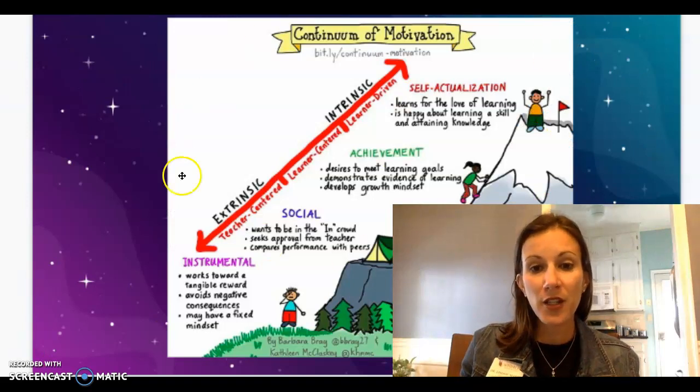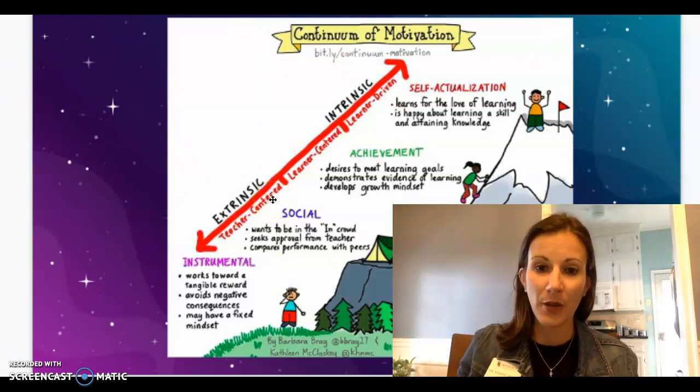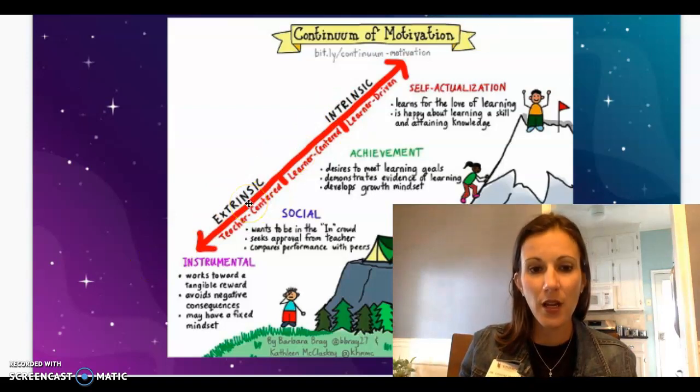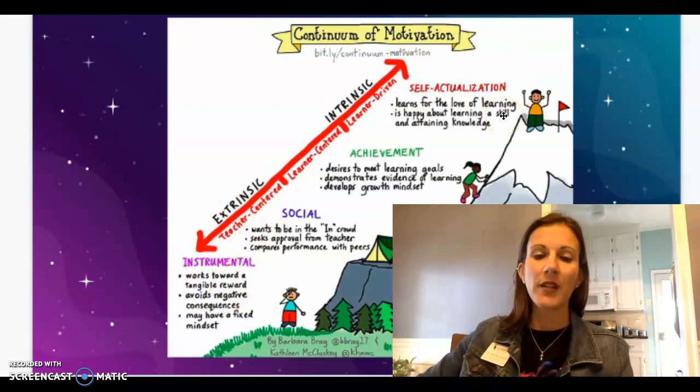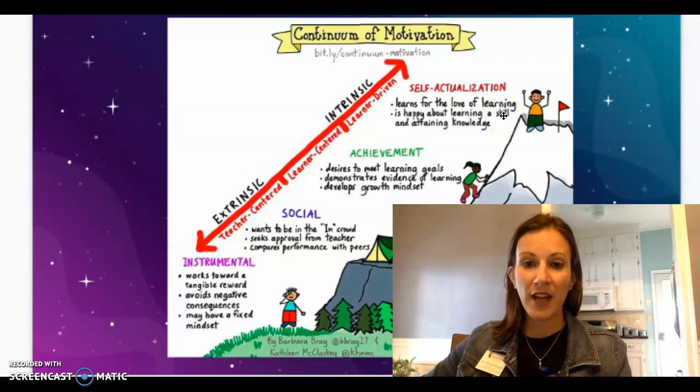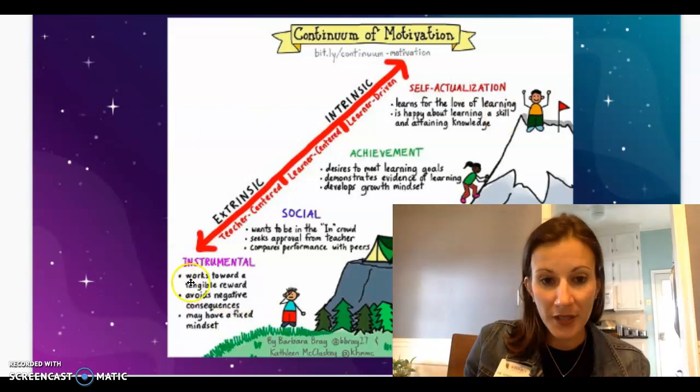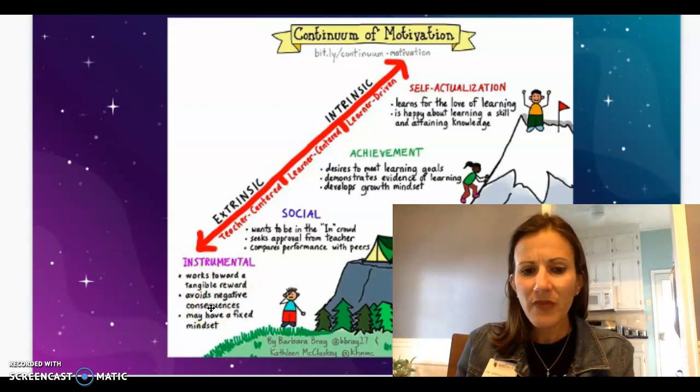Here we've got a continuum of motivation. You know, I love these images. I think it helps to tie in some pictures here. You've got extrinsic motivation here in the bottom corner, all the way up to intrinsic learner-driven motivation with self-actualization. We'll start down here at the bottom with instrumental.